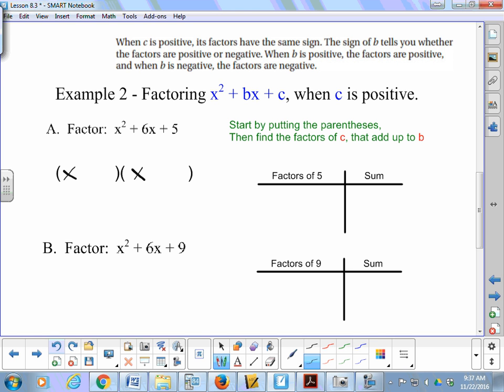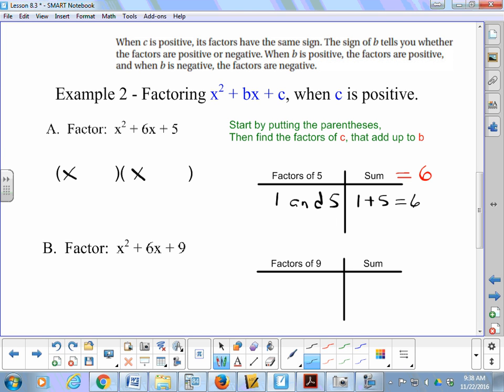Now, to get the other two things that go in this parenthesis, we want to know the factors of 5, and we want to find a sum that equals 6. All right, so what are the factors of 5? Okay, 1 and 5, right? 1 and 5. All right, well, what is the sum of 1 and 5? 1 plus 5 equals 6, all right?